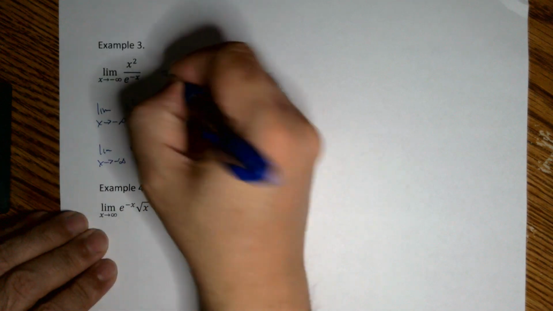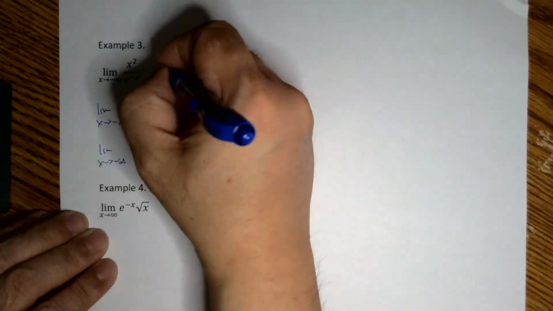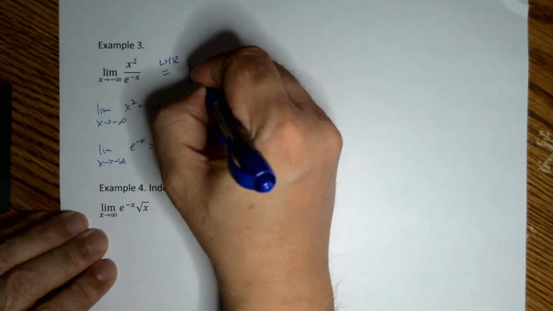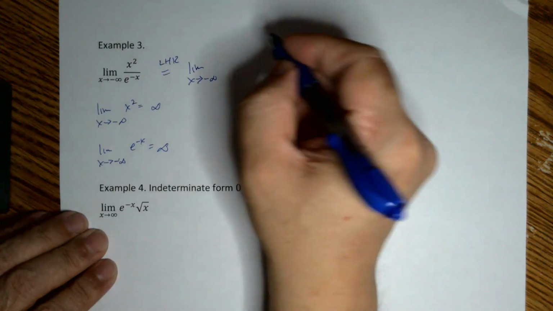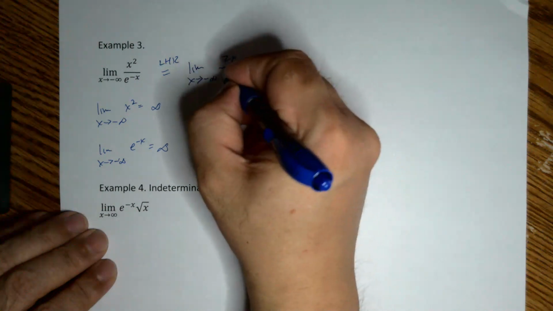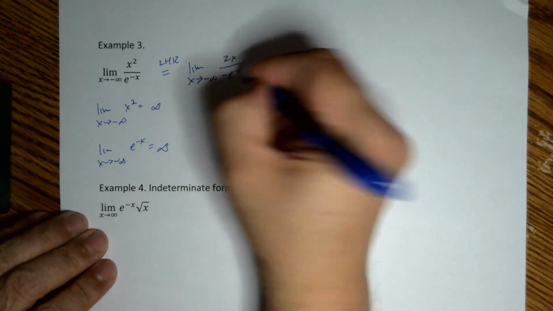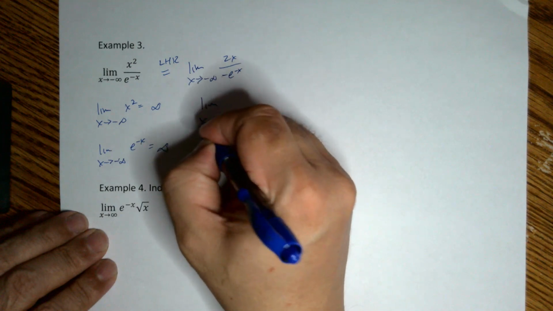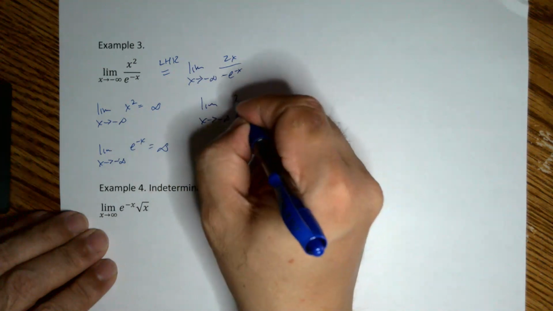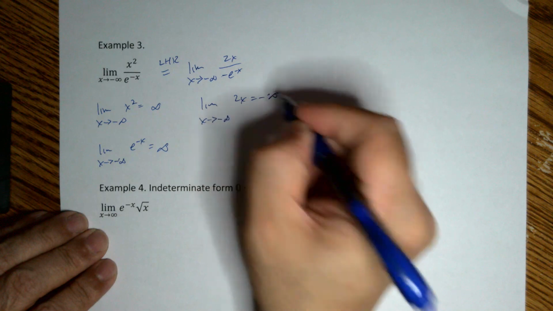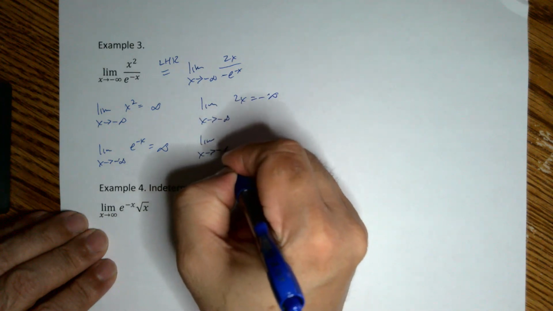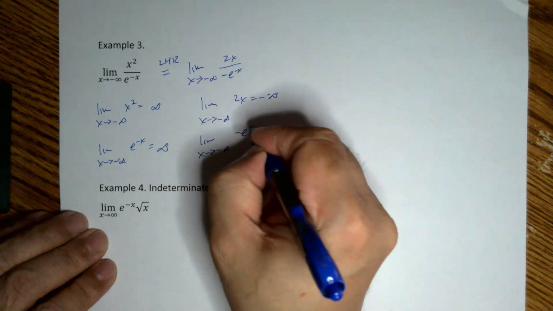All right. But I have shown that they're both going to infinity, so that means I can apply L'Hopital's rule. So the derivative of x squared is 2x. The denominator is negative e to the negative x. And I do it again. Limit as x goes to negative infinity, 2x is negative infinity. Limit as x goes to negative infinity, negative e to the negative x.